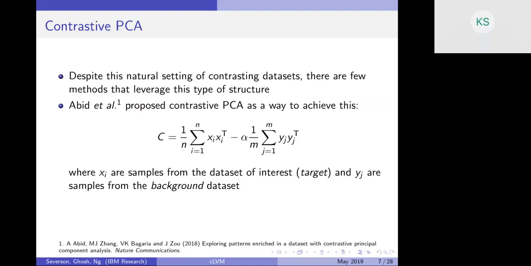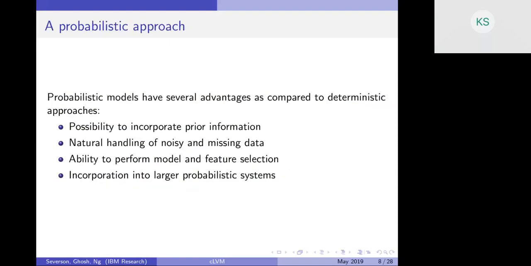Once we've formed this type of empirical covariance, then we can use the singular value decomposition algorithm to learn the lower dimensional space as we would in a classic PCA algorithm. So this is a really interesting technique, but it is deterministic. And so we were interested in instead learning a probabilistic approach. We motivated that for several reasons, some of which I've highlighted here.